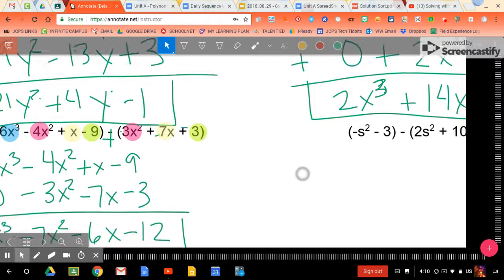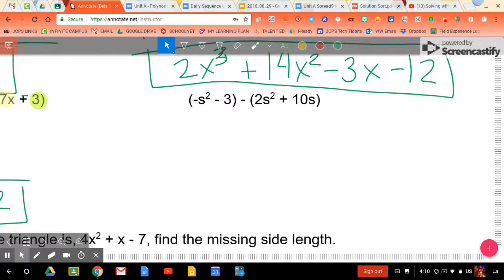Moving on to the next one. Okay, first step, let's change our sign to a plus sign. Then we change each sign. So since that's a positive 2s squared, we're going to change to negative. And since that's a positive 10s, we can change that to negative.